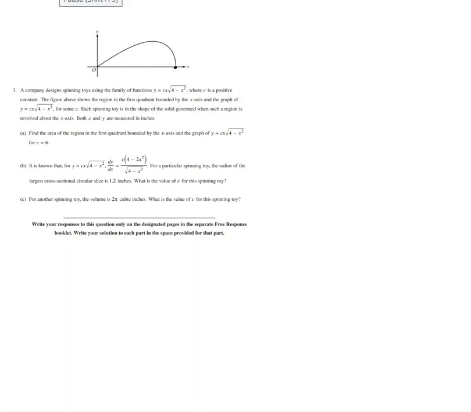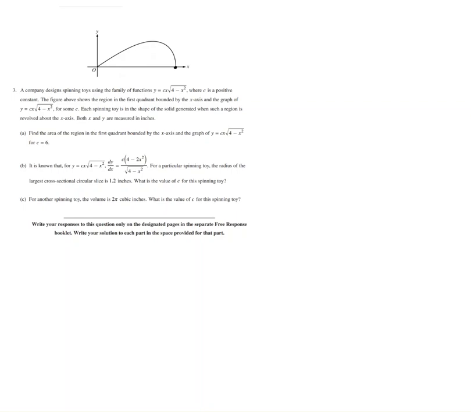Alright, so today we're going to be looking at free response question 3 from the 2021 AP Calculus BC exam. The question reads, a company designs spinning toys using their family of functions y equals cx square root of 4 minus x squared, where c is a positive constant. The figure above shows a region of the first quadrant bounded by the x-axis in the graph of the function for some c. Each spinning toy is in the shape of a solid generated when such a region is revolved about the x-axis. Both x and y are measured in inches.